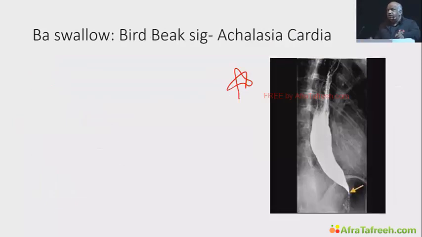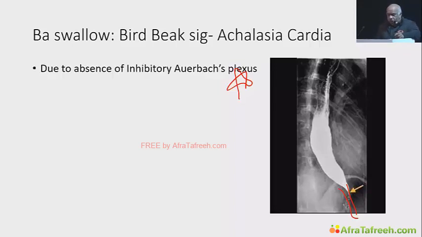And this comes under the red zone. Very important: bird beak. It may become long and is called the rat tail sign. Rat tail sign we more often get in cancer, but achalasia can also give a rat tail sign. So this is the bird beak sign of achalasia. Now the salient points we need to know about achalasia.